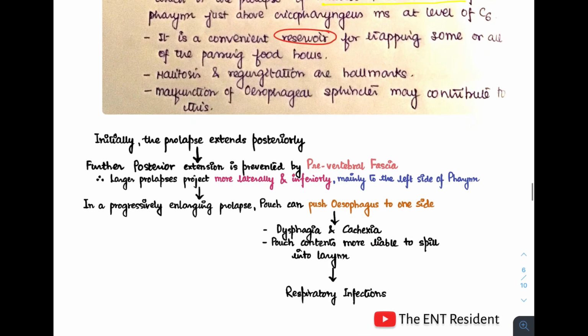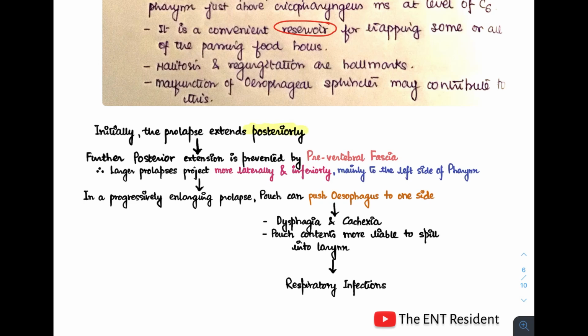Initially this prolapse will extend posteriorly, but further posterior extension will be prevented by the prevertebral fascia. So when there is a large prolapse, after going posterior for a while, it will go more laterally and inferiorly, mainly on the left side of the pharynx. If it progresses even further, if it's a very large prolapse, it will push the esophagus to one side, leading to dysphagia and cachexia, and the pouch contents will be more liable to spill into the larynx, leading to respiratory infections.